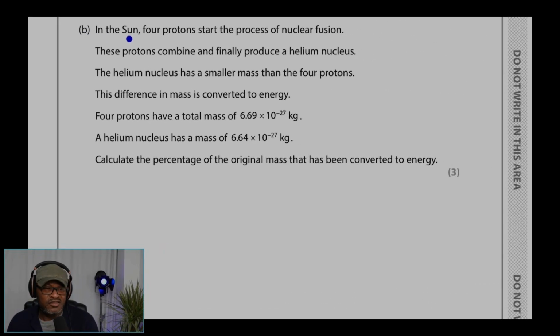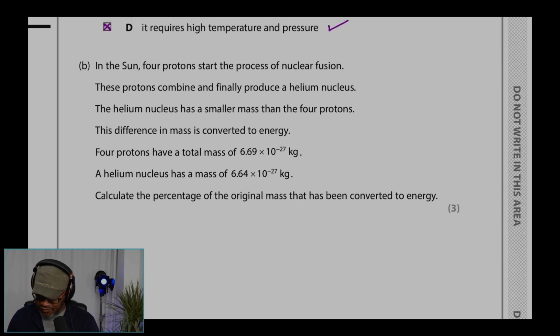Question 1b. In the sun, 4 protons start the process of nuclear fusion. These protons combine and finally form a helium nucleus. The helium nucleus has a smaller mass than the 4 protons. This difference in mass is converted to energy. 4 protons have a total mass of 6.69 times 10 to the power minus 27 kilogram. A helium nucleus has a mass of 6.64 times 10 to the power minus 27 kilogram. Calculate the percentage of the original mass that has been converted to energy.